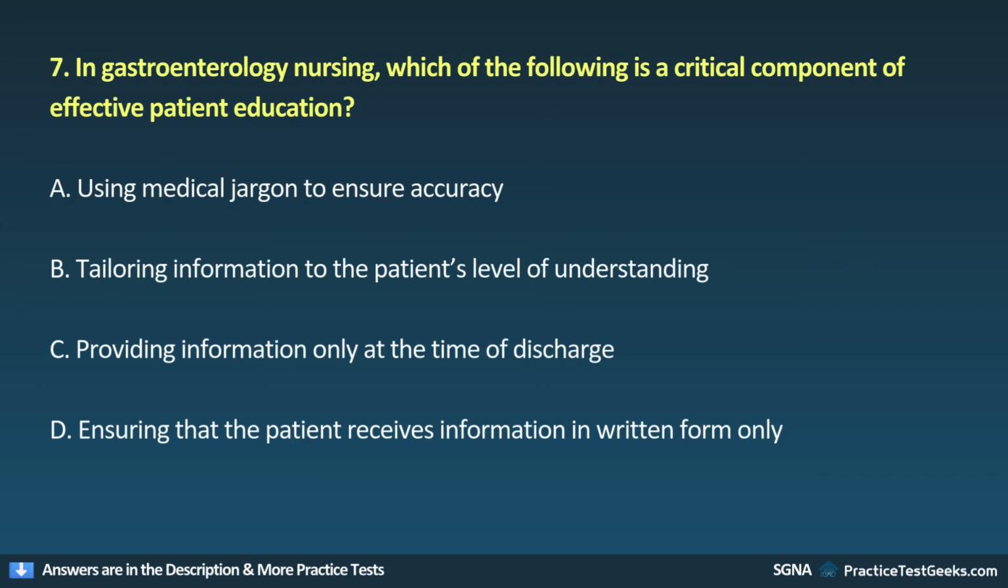7. In gastroenterology nursing, which of the following is a critical component of effective patient education? A. Using medical jargon to ensure accuracy. B. Tailoring information to the patient's level of understanding. C. Providing information only at the time of discharge. D. Ensuring that the patient receives information in written form only.